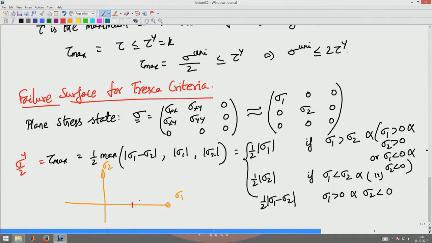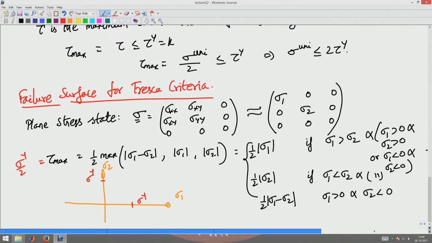So with these results, we are now in a position to plot the yield surface. Let us assume that this is the sigma 2 axis, and this is the sigma 1 axis. I know that kappa from the uniaxial stress condition is sigma y by 2. So basically if I do a uniaxial test, the yield stress is sigma y. I can do a uniaxial stress in the one direction or the two direction, and the yield stress will remain the same, sigma y. So from that argument I get this point as sigma y, and similarly this point would be sigma y along the two direction, where the other component of the stress is 0.